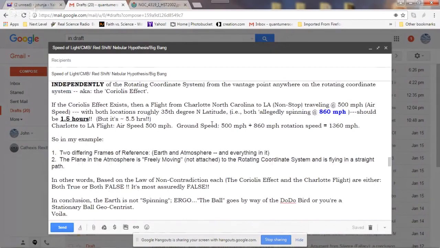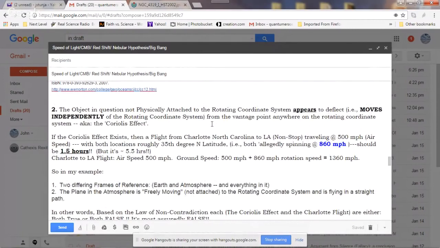It's apparently deflecting because of those two prerequisite conditions: the rotating frame and the non-rotating frame. That's the argument, not the Coriolis effect. The argument is the two prerequisites that afford the Coriolis effect to exist. So, like I said, if the Coriolis effect exists, and it has to if we're rotating, then a flight from Charlotte, North Carolina to LA nonstop, traveling at 500 miles per hour, that's the airspeed, with both locations roughly at the 35th degree north latitude, both allegedly spinning at 860 miles an hour, should be 1.5 hours, but it's 5.5 hours.